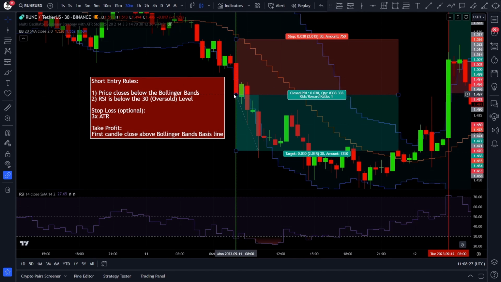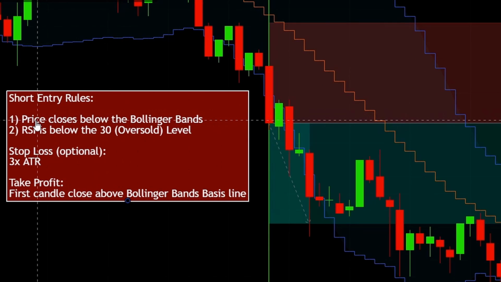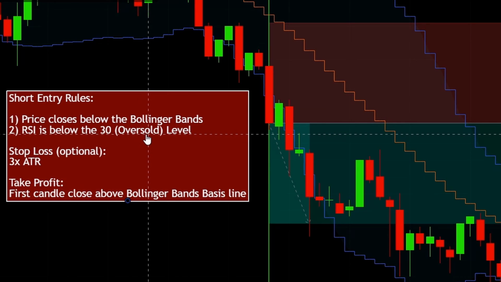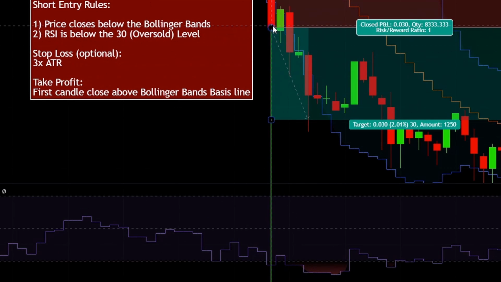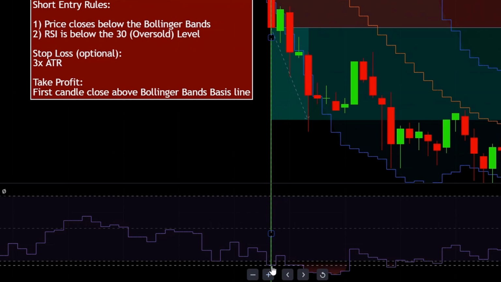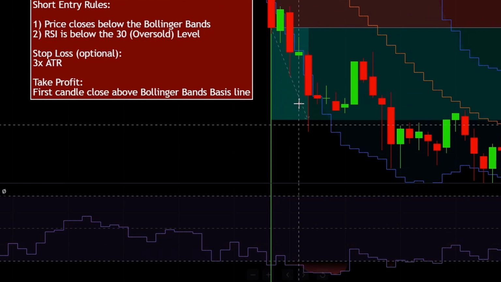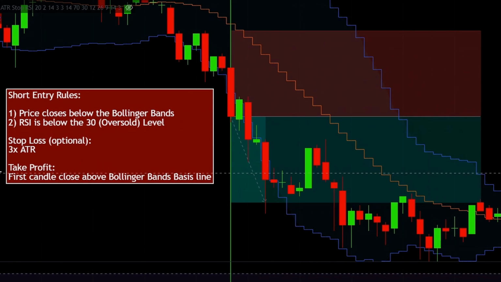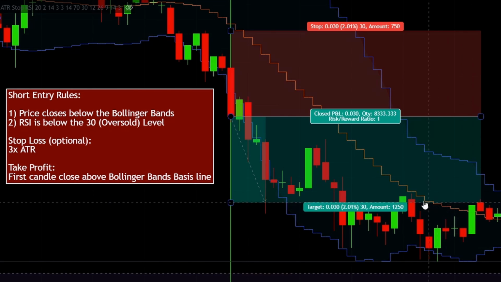Here is a valid short entry. For a valid short entry, the price needs to close below the Bollinger Bands, and the RSI needs to be below the 30 or the oversold level. On this candle, the price closed below the lower Bollinger Band, and the RSI is below the 30 level, so we can enter into a short. Again, we are not using any stop loss, but if you want, you can use a 3 times ATR distance. For the take profit, we will exit this position when a candle closes above the Bollinger Bands basis line, which is this orange one. That happens right on this candle, so we can exit the position on the close of this candle or at the open of the next candle.